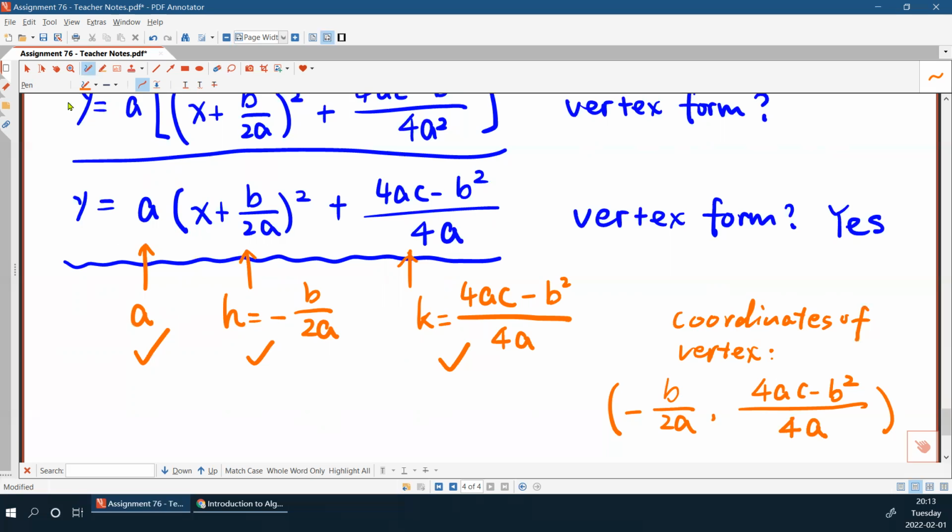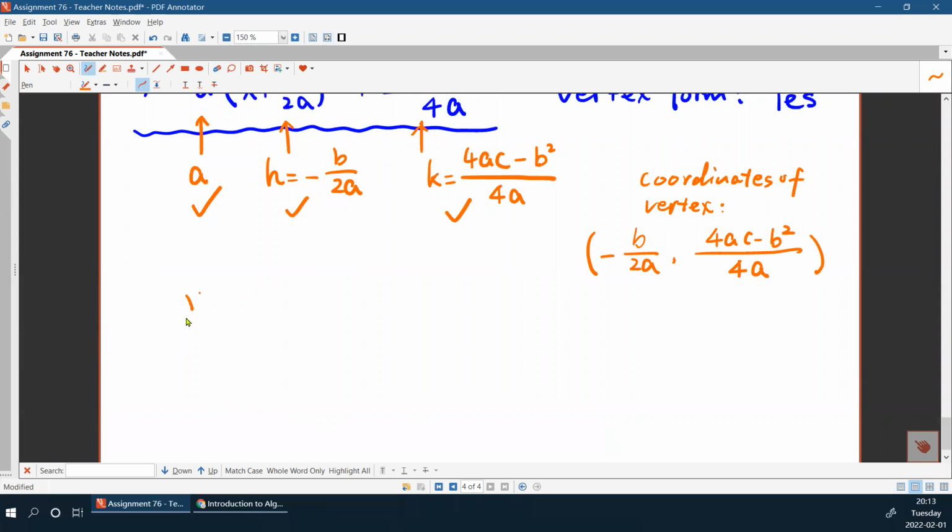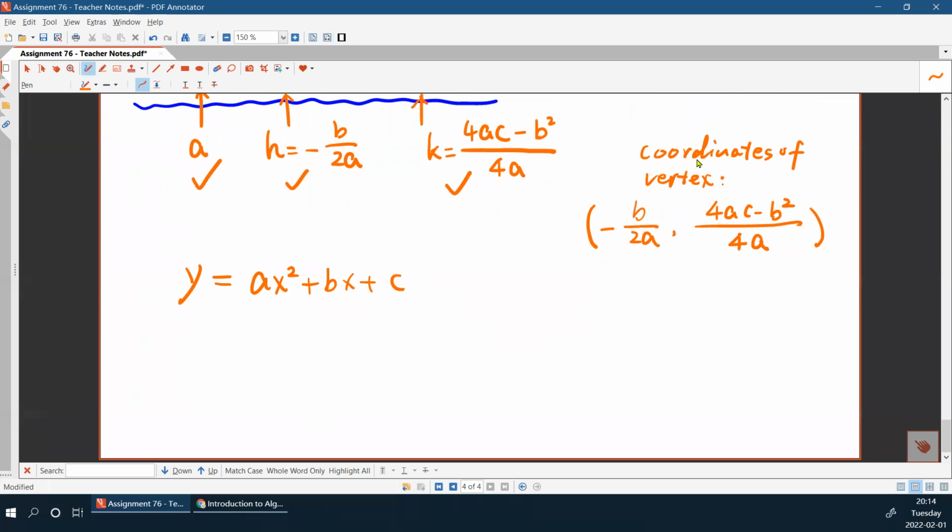So what does this question tell us? It tells you that if you have a function like this, y equals ax squared plus bx plus c, and you want only its coordinates of vertex, you do not need to solve it from the very beginning, right? You can just use negative b over 2a and 4ac minus b squared over 4a to get its coordinates of vertex. Do you understand? Yes. Okay, now let's do a practice.